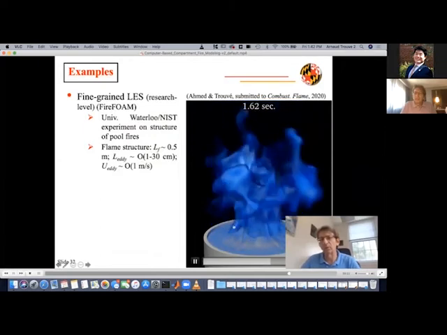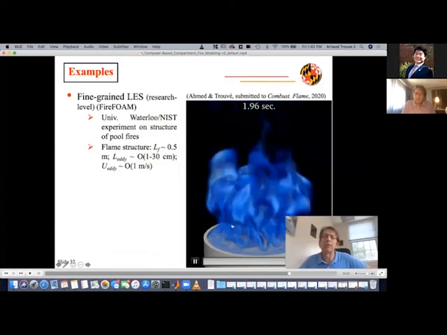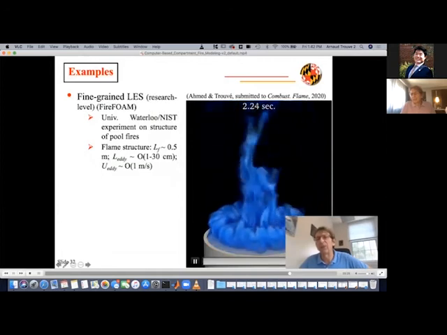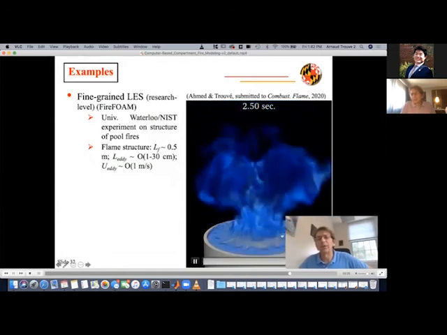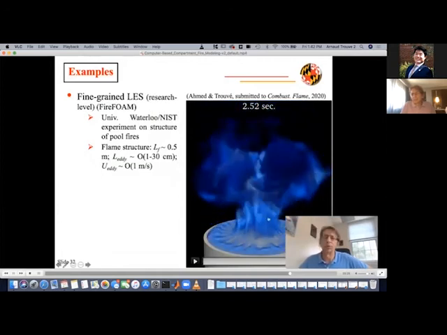So there were a number of measurements performed at NIST of the radiative and convective heat fluxes back to the fuel surface. And we showed that we can reproduce the thermal feedback intensity in the simulation with an accuracy on the order of about 20%.